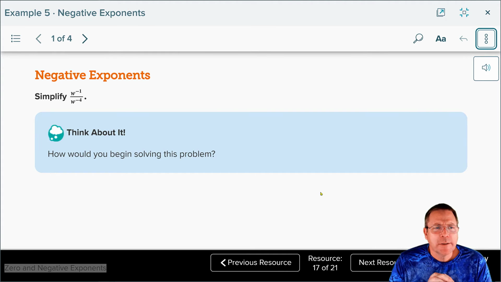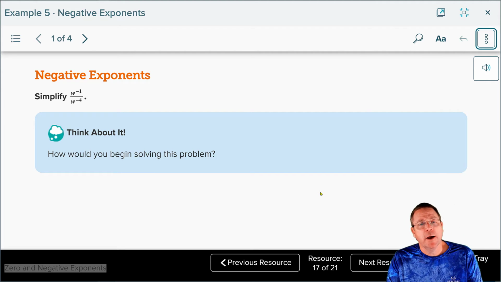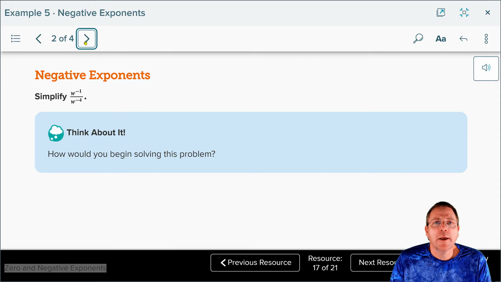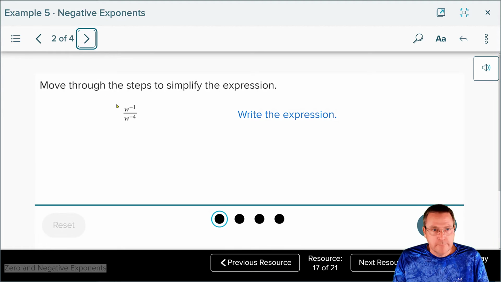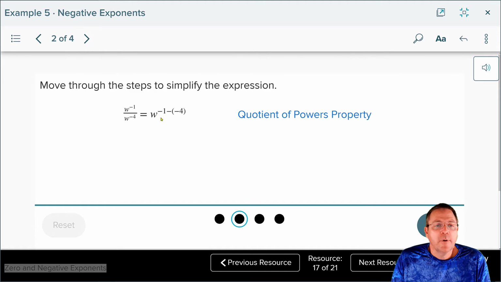But what if we were asked to divide problems with negative exponents? Well, we've got rules for dividing things too that have common bases. So let's take a look at how your textbook went through it, and then we might or might not give you a little more detail on how I would do it. So you have w to the negative 1 divided by w to the negative 4. Remember, when you're dividing, you subtract the exponents that have a common base. So here you have w to the negative 1 minus 4.